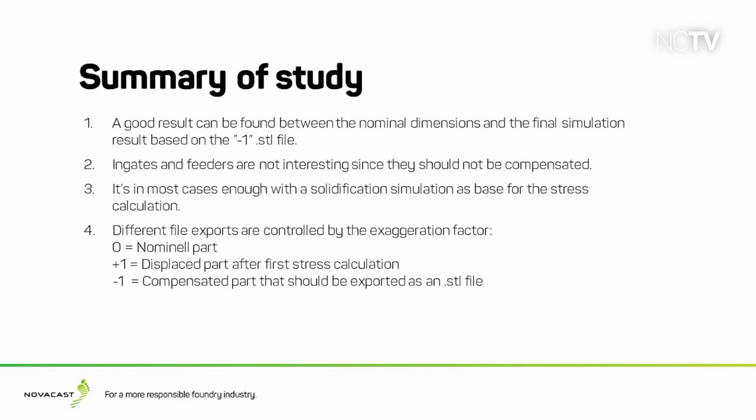Different file exports are controlled by the exaggeration factor. So 0 is the nominal part, +1 is the base part after the first stress calculation, -1 is then the compensated part that should be exported as an STL file. And of course, when you have done the second simulation, this is the +1 that you should look at, nothing else. The +1 is the result of the stress calculation. So very important to remember.